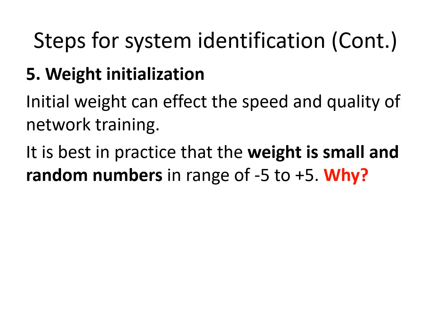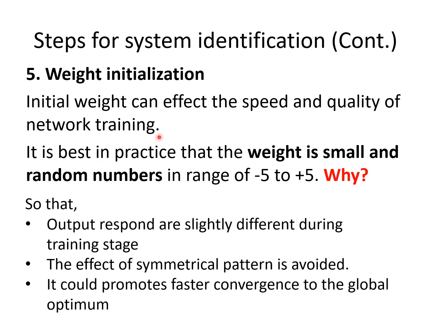Then we have to initialize the weights, of course. This is normally done by the software, but we normally have to make it random, between -5 to 5, not necessarily. And random, not the same. If it's the same, then the effect on the network change will be very small, so that the output response changes slightly differently at every stage. You don't have a symmetrical pattern. If you keep the same, then everything will be changed similarly, and the effect on the next step will be poor. Random initialization also promotes faster convergence, depending on what type of method you use.